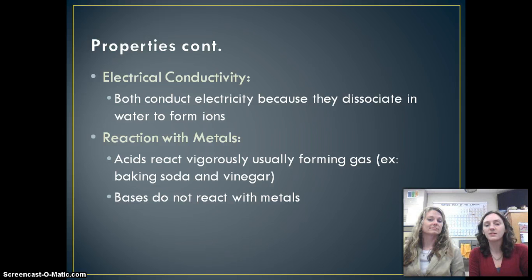Reaction with metals. Acids are going to react vigorously, and usually you see bubbles or gas. An example would be baking soda and vinegar. Everybody's done that, where you get a whole bunch of CO2 given off. Normally it splatters. Or even just the lab you did in the last class where you took the magnesium with the hydrochloric acid. That bubbled everywhere. Now, bases don't normally react with metals because it has a metal in it. And so that would be more of a single replacement kind of reaction.